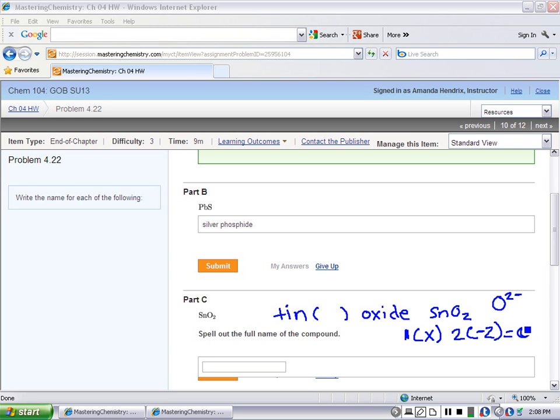Okay, and so if we plug in, x is going to have to be equal to 4, because 4 minus 4 equals 0. So we would have tin(IV) oxide.